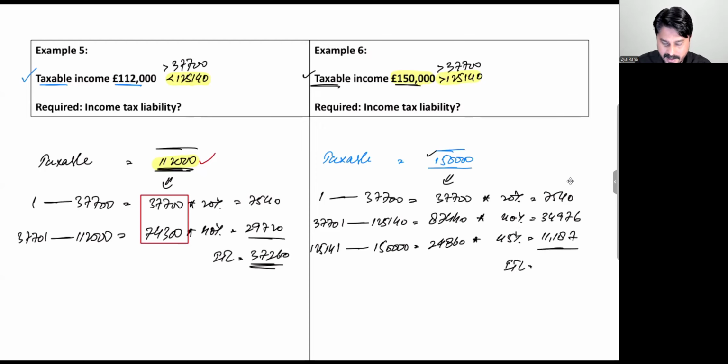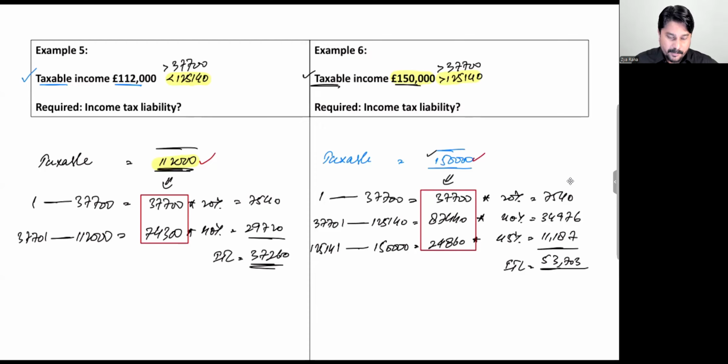The total income tax liability is 53,703, and a recheck point is the sum of these three amounts must be equal to your total taxable income. If the sum of these three amounts is equal to 150,000, that means you have performed correctly.